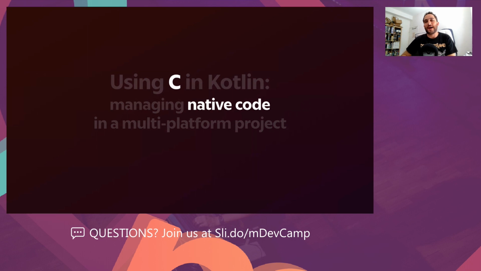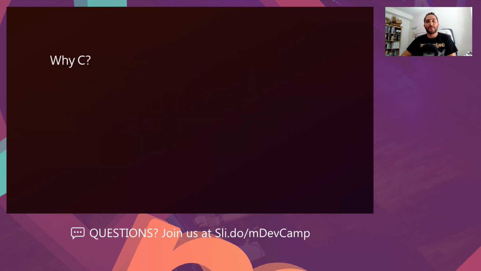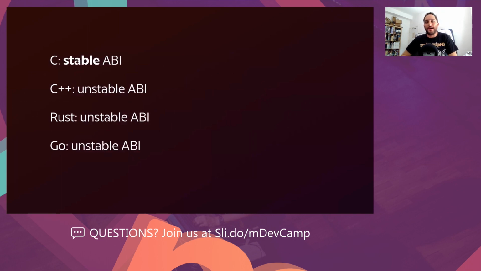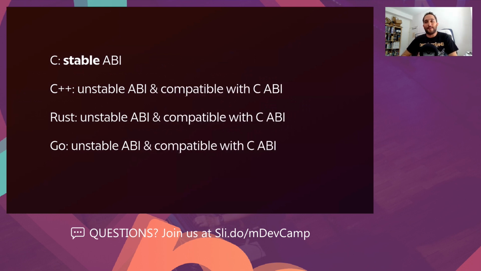So the first question we should ask is, why C? Why not other languages such as C++, Rust, or Go? By the way, if you haven't checked out Rust, please do. It is an amazing language. But the question remains, why C? There are a lot of better or more modern programming languages out there for native platforms. And the answer is C has actually a stable ABI. C++, Rust, and Go have unstable ABIs. But the good news is that they are all compatible with the C ABI.